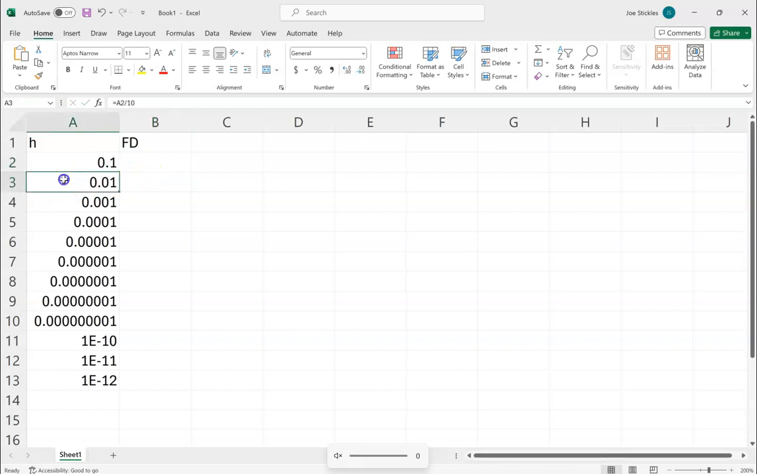Yeah, so I typed in 0.1, and then I just divided it by 10 each time, and then just copied it down.